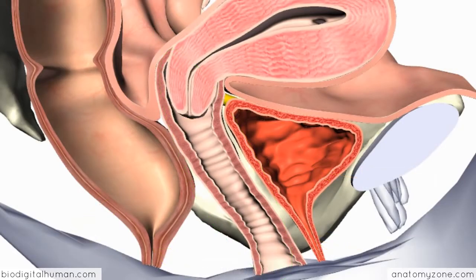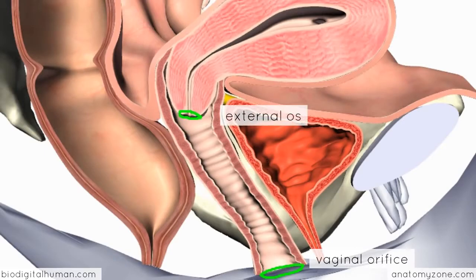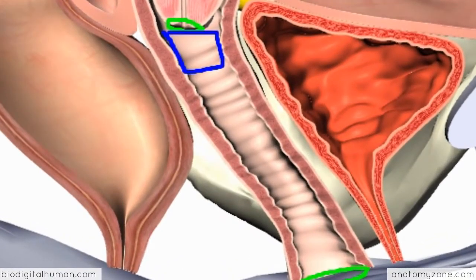So the vagina runs between the external vaginal orifice up to the cervix, to the external os of the cervix. And this internal end of the vagina is known as the vaginal vault. And just like the uterus, the vagina has three layers. You've got the outer connective tissue layer, the middle muscular layer, and you've got the internal mucosa.